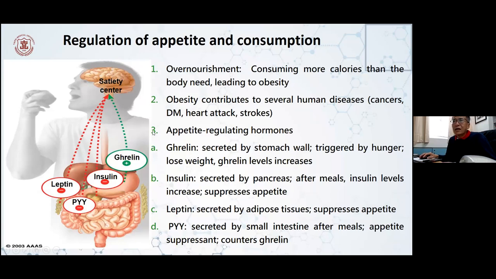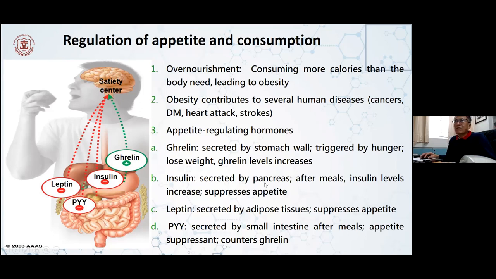So there are several hormones here. Ghrelin is secreted by the stomach and triggered by hunger and weight loss, and the ghrelin level increases. So ghrelin can stimulate the satiety center and tell people to intake more food. When people are hungry or losing weight, the ghrelin level will increase and stimulate the satiety center to intake more food.